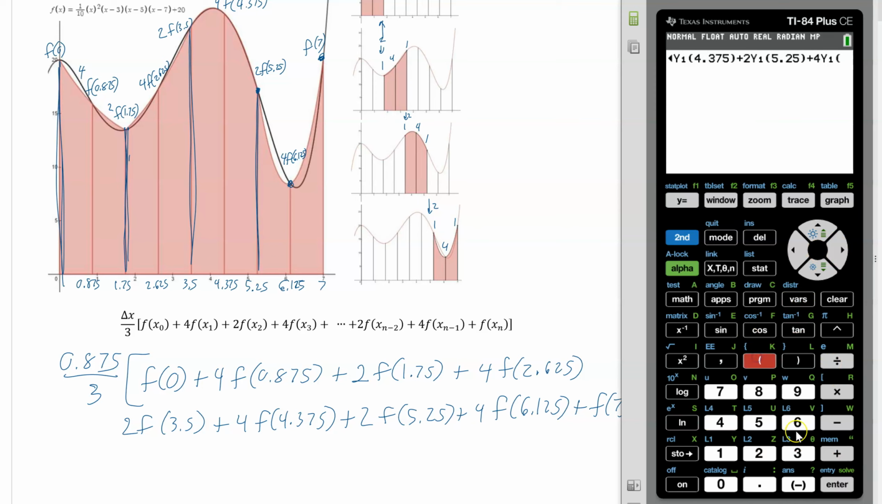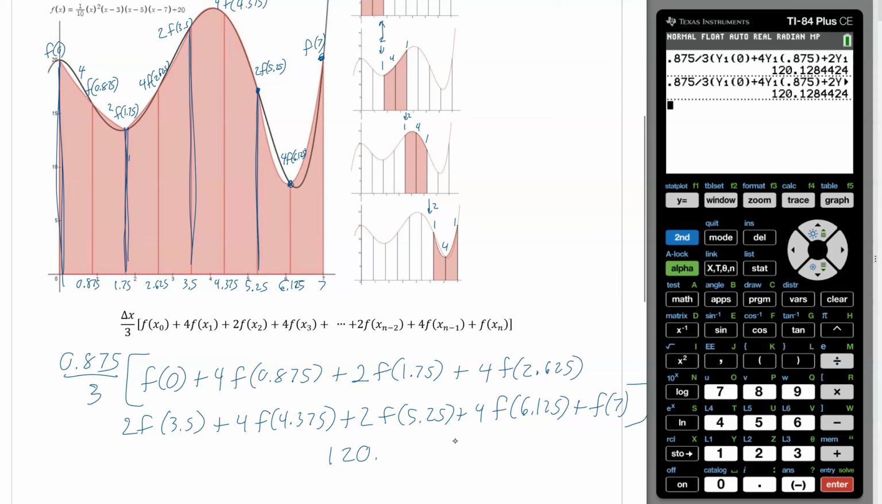Leave these for your homework. It's a good problem, though, because we have a non-nice answer. All right, so we're on our last one. And then 7. Close it. Hit enter. And we get 120.128. Now, I would still go back up, and you can see it won't let you scroll. So if you hit enter, you can go back, and if you hit second, it'll allow you to go left and right. Just verify you plugged everything in.